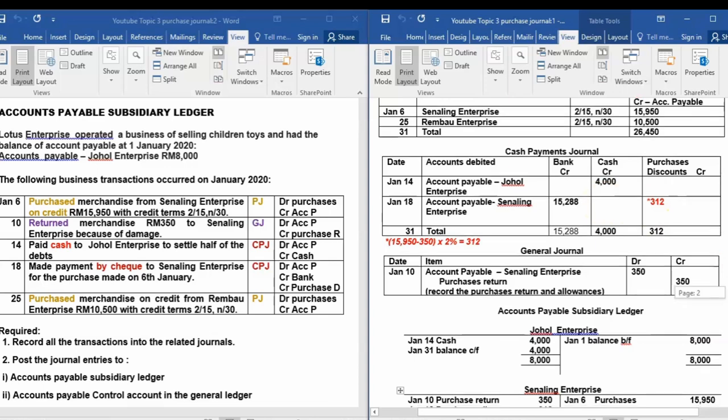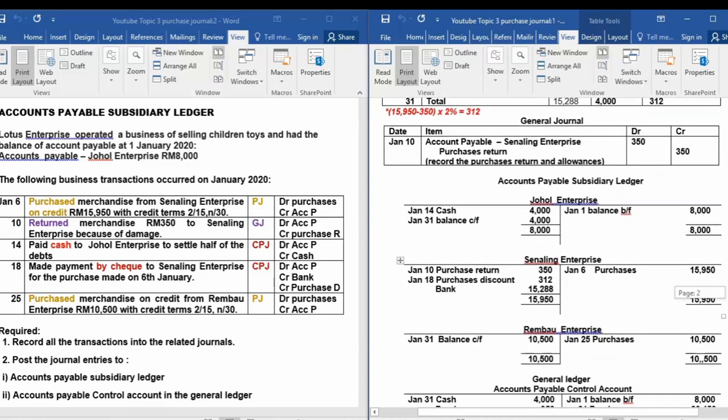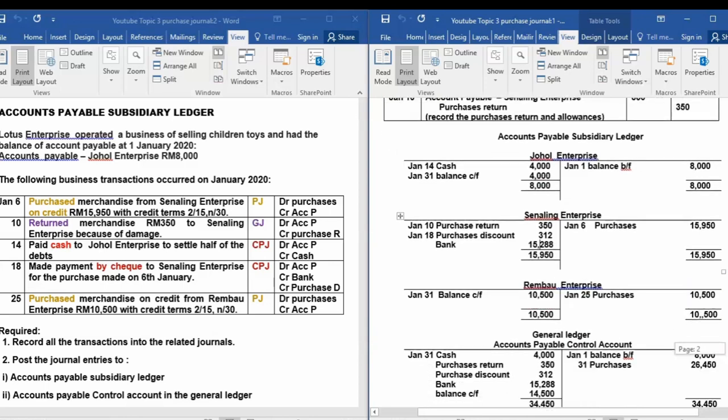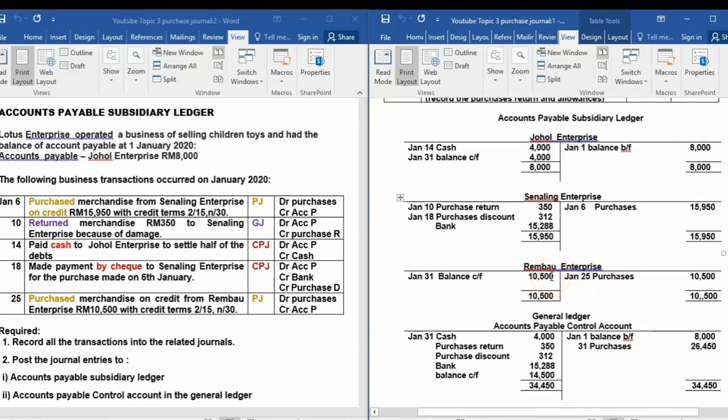Now, the last supplier, Rembau Enterprise. The date of 25th January, debit purchase and credit account payable. We have to record in the Rembau Enterprise credit side. So we look at Rembau Enterprise, we have the balance at the end of the month, the balance carried forward, 10,500. So this is the balance of Rembau Enterprise.